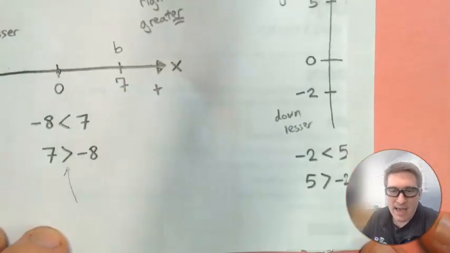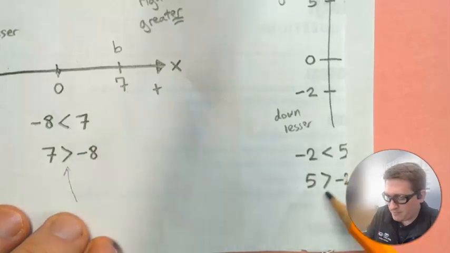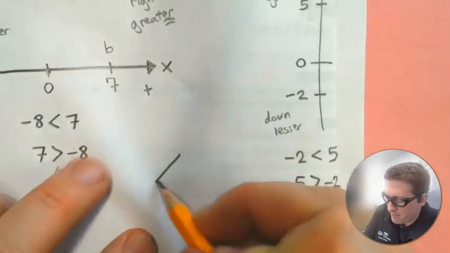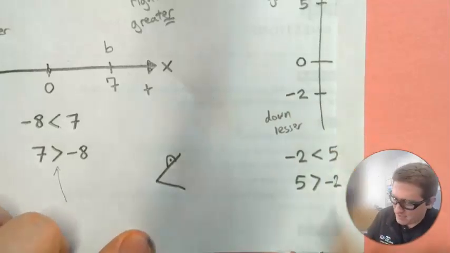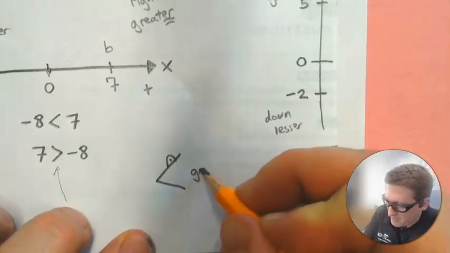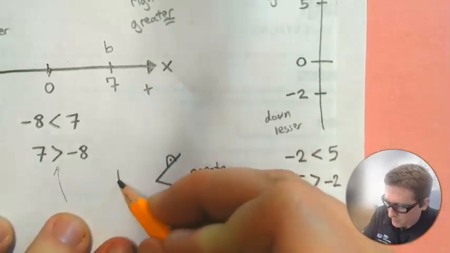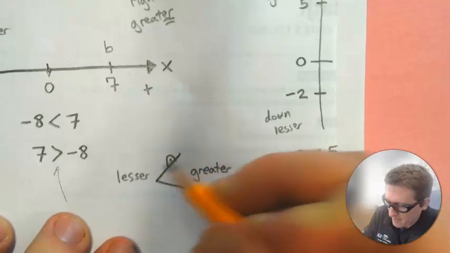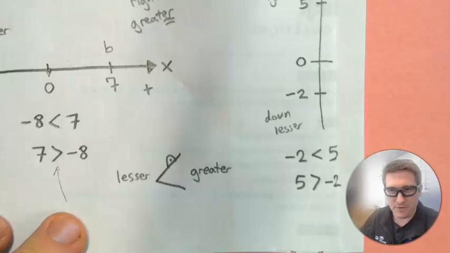Now, a lot of you guys have a hard time interpreting this symbol and what it means. So imagine the symbol is an alligator, and the alligator is going to eat something. It's always going to eat the greater number, and it's going to ignore the lesser number. And that's how we memorize this symbol. All right, that was a review of 5th grade. Now let's go to our AP Pre-Cal.